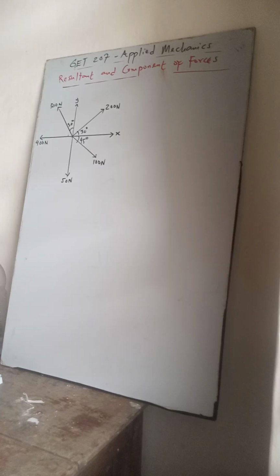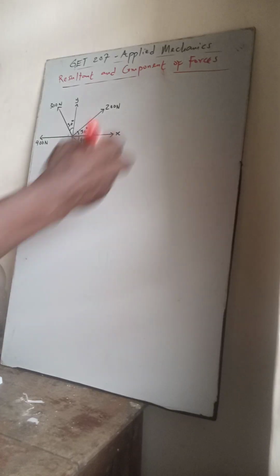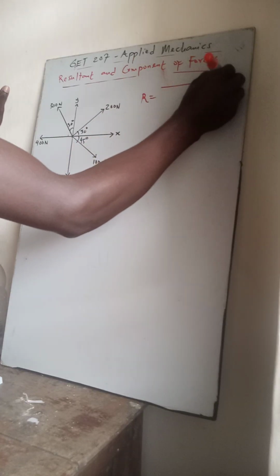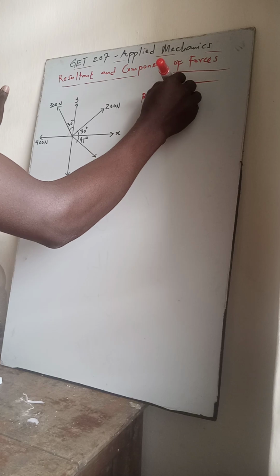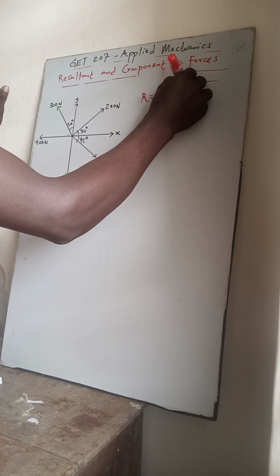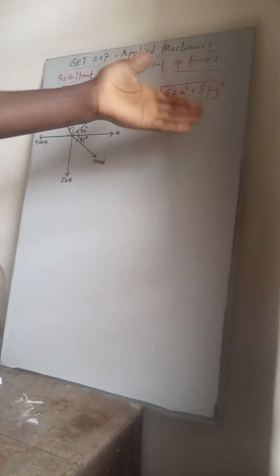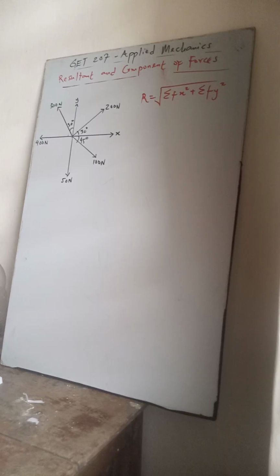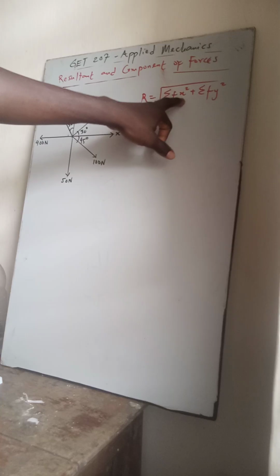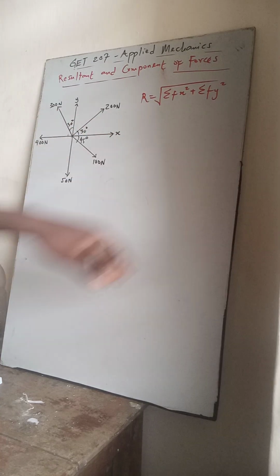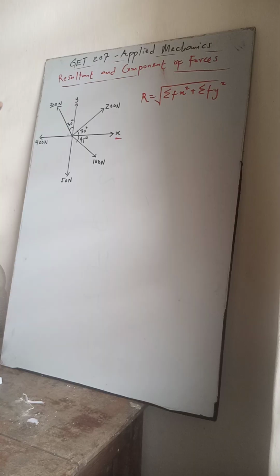So we are asked to look for the resultant of all these forces, and we all know that the resultant is calculated as the square root of summation Fx squared plus summation Fy squared. You can put the Fy at the back or Fx at the front, it's still the same thing. For you to get summation of force, this x is for the horizontal, and this y is for the vertical.